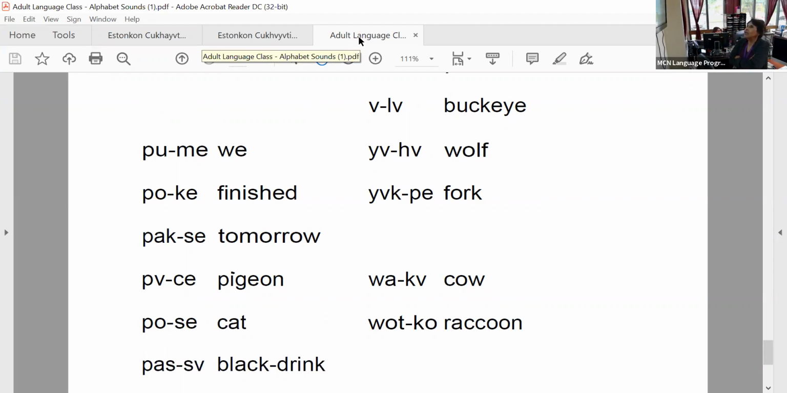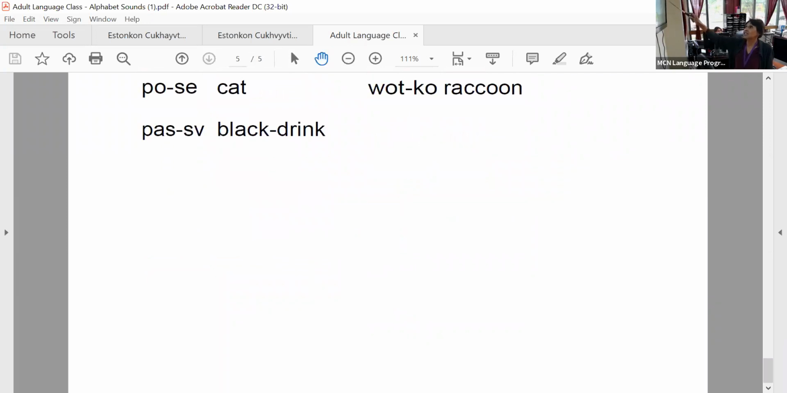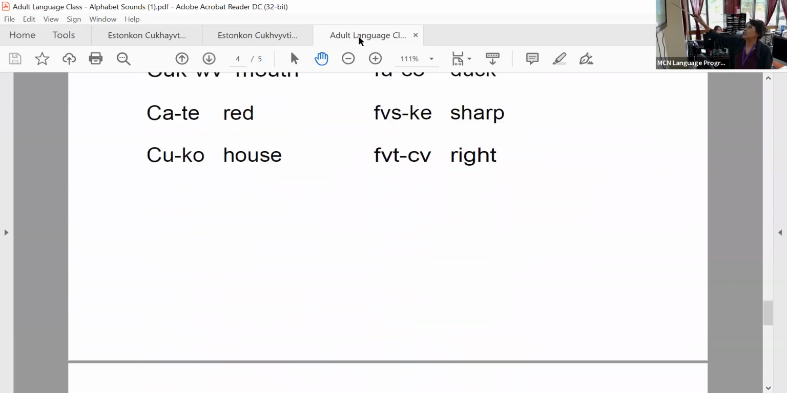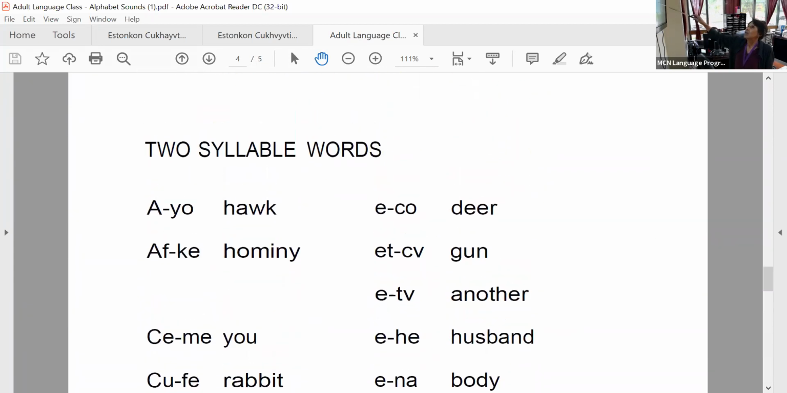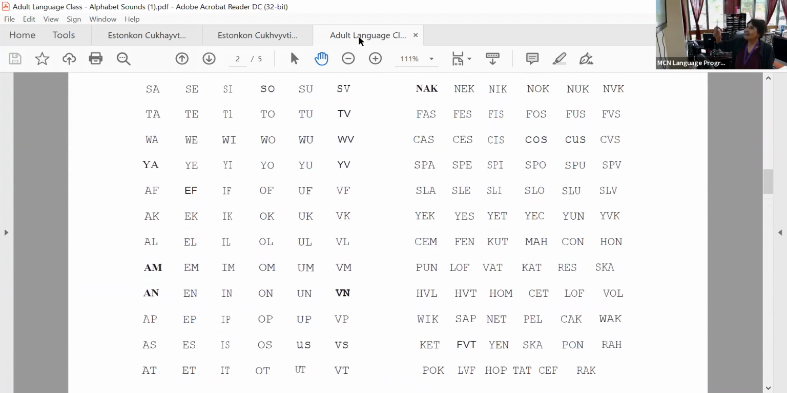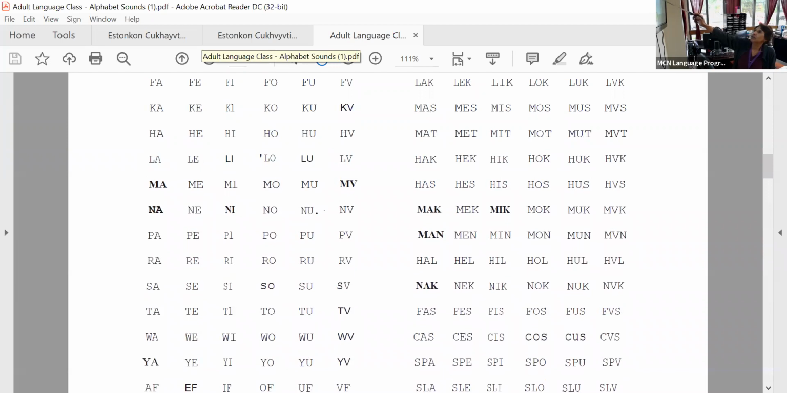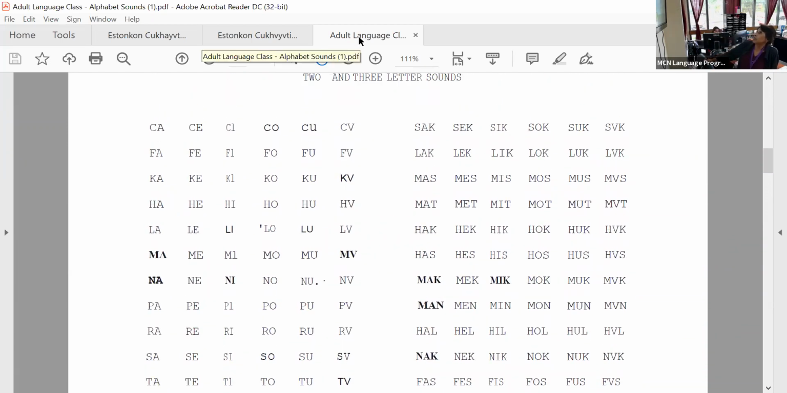Waga. See, that was in your sounds. Cow. Rat. Wotko, raccoon. See how many words this makes? There's a lot more than this, but this is just a part of it. This is not even half of our language. This is not even a quarter of it. We have so many, and once you learn these sounds, you break it up, and you can enunciate. Okay, look here. Is this making sense to everybody, like these two-letter sounds and two, three-syllable sounds? Are they making sense to everybody?